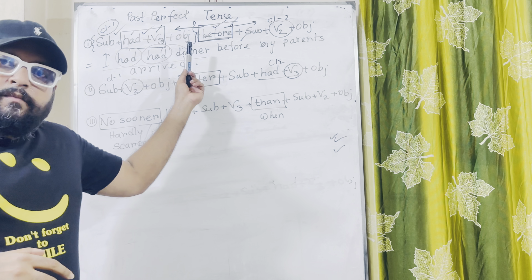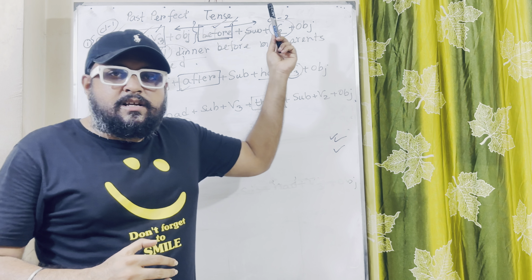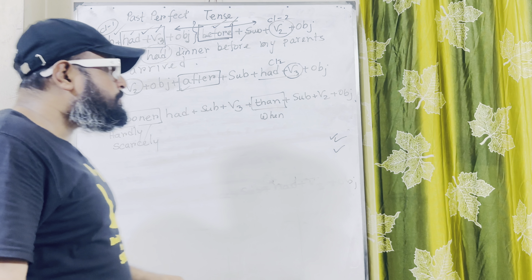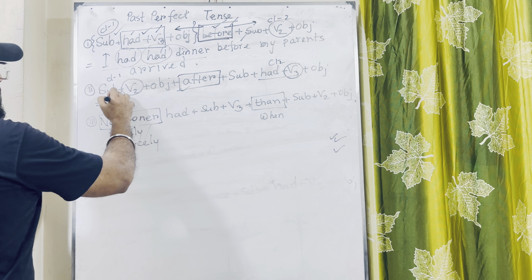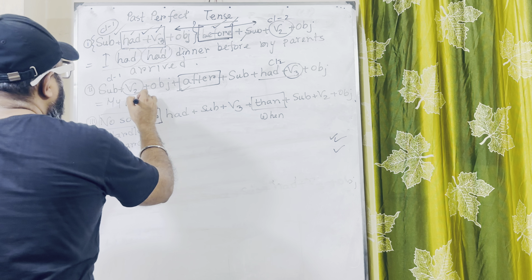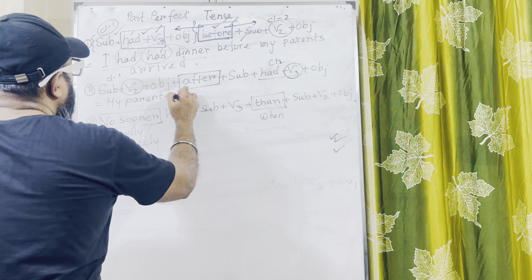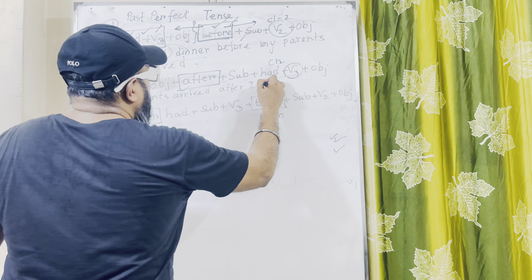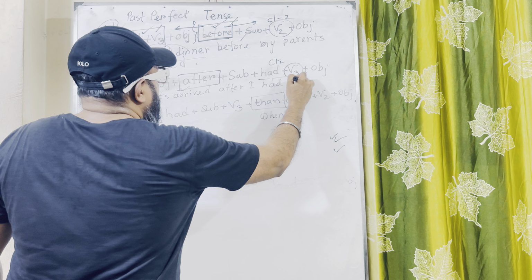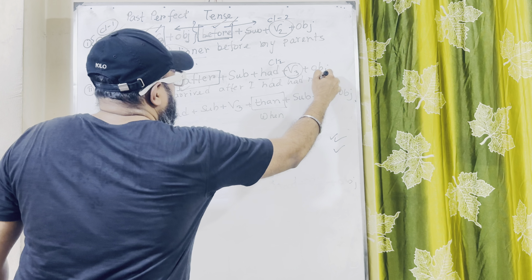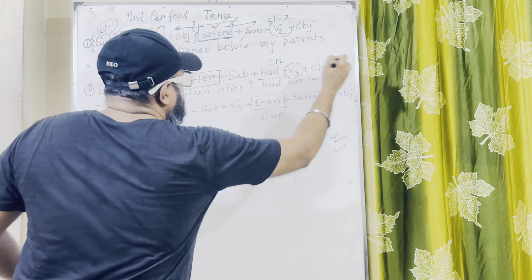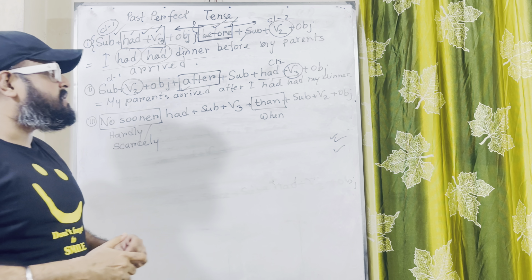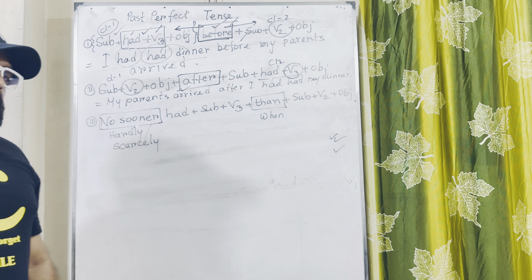So what happened in the case of before? Just the opposite is happening with the conjunction after. An example goes like this. I'm using the same sentence. My parents arrived after I had my dinner. So this is the previous sentence, but here I am writing it using the structure of after.